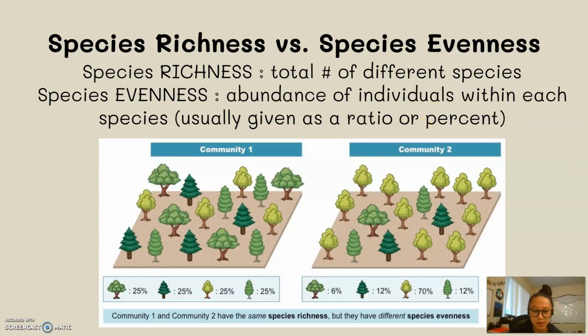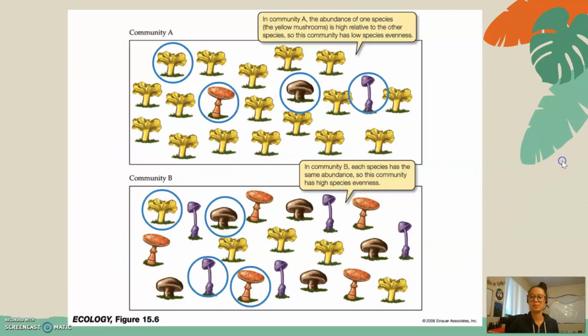So if we take a look at this example here, they both have the same species richness, right? If I counted the number of different species, we've got 4 different trees in each. So that means they have the same species richness. But which one is more even? Which one has a better ratio that is more similar? Community 1 has approximately the same number of each tree, whereas community 2 has a lot of that light colored tree, right? So we would say that community 1 has a higher species evenness. So we would say that it has more diversity in terms of the community.